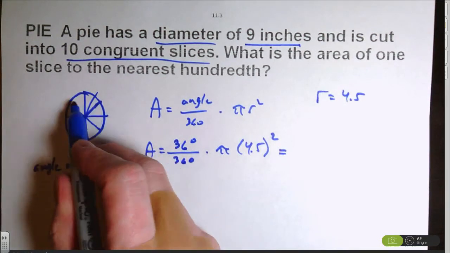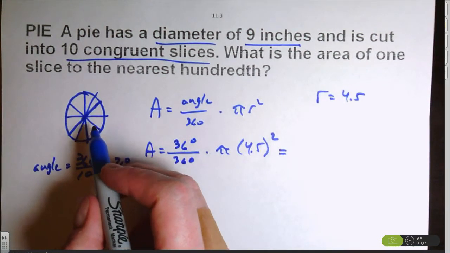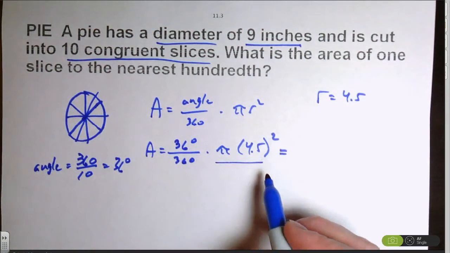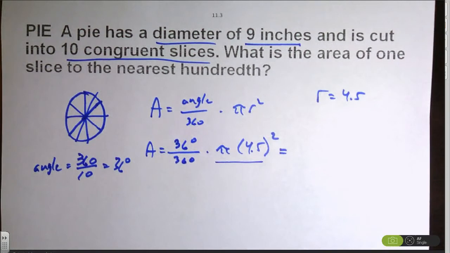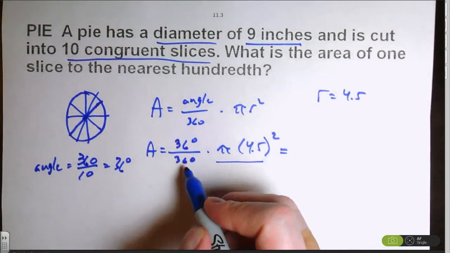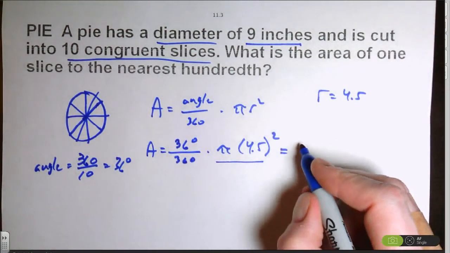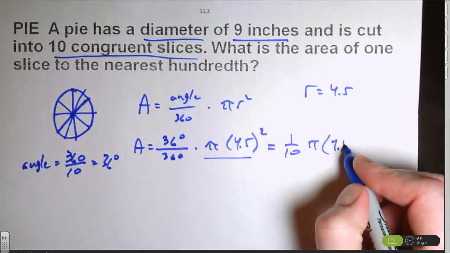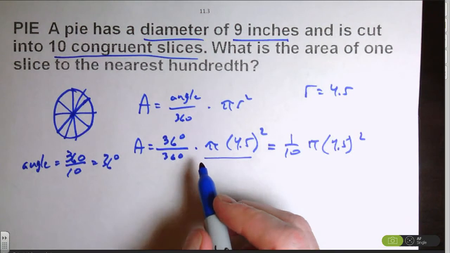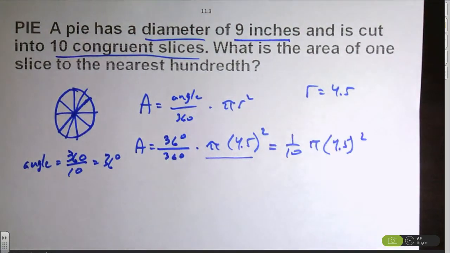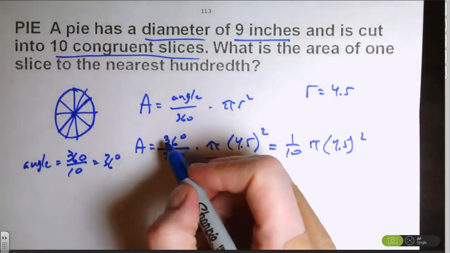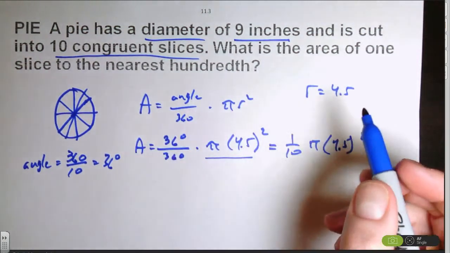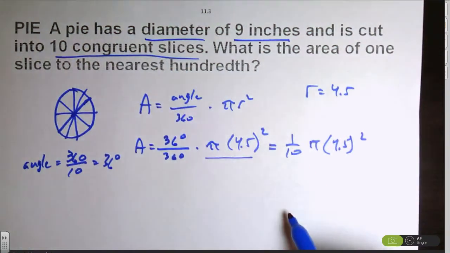Now, the savvy among you might say, I didn't even need to know the central angle. Why? Well, this is 10 equal slices, so I'm just going to find the area of the whole circle and then divide by 10 in the end, which is fine because what's 36 over 360? It's 1/10. So the formula works every time, but sometimes it doesn't hurt to use common sense and say, oh, 36 over 360, that's 1/10 of the circle. So I'm just going to take the area of the circle divided by 10.